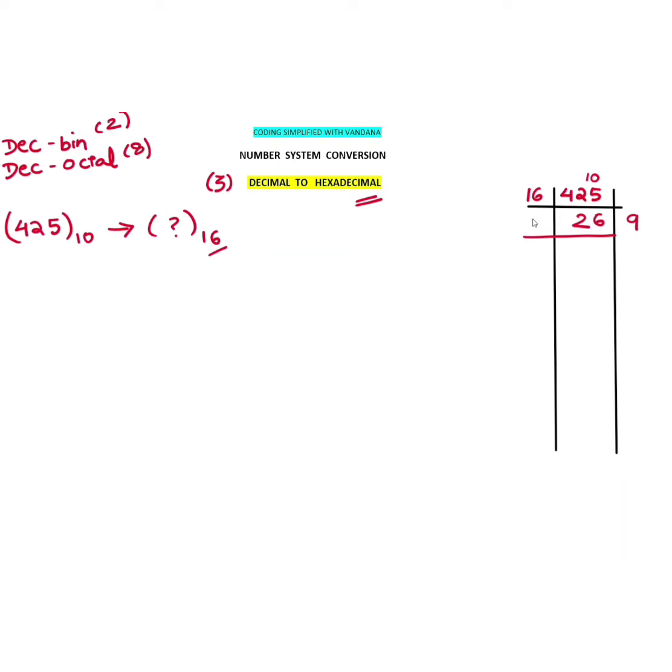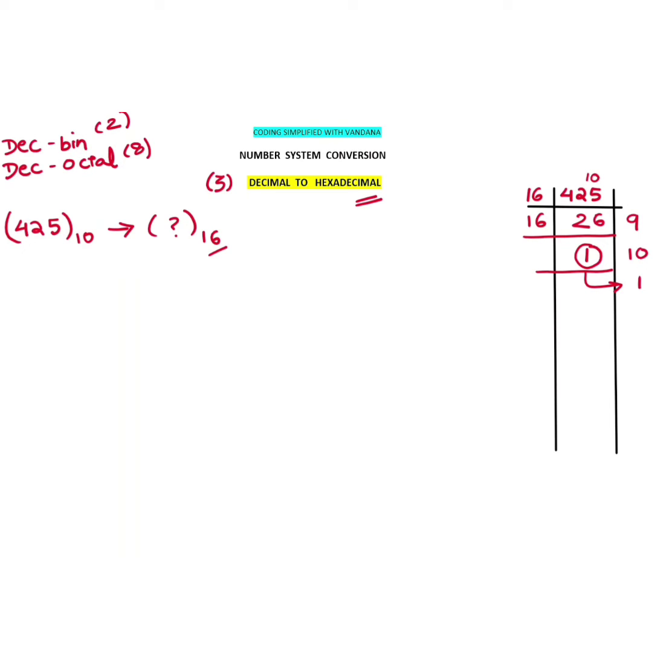We'll continue this process. Again, we're going to divide it by 16. So now we have 16 ones are 16. 26 minus 16 will become 10. So we have a remainder of 10. Finally, we're going to stop here because this number 1 is less than 16. So it will be shifted over here and 1 will be written this side.